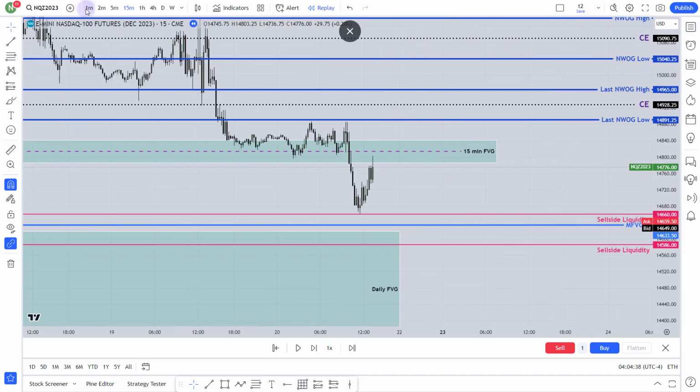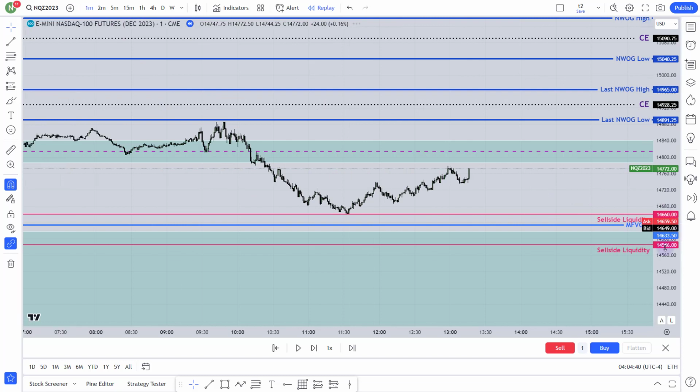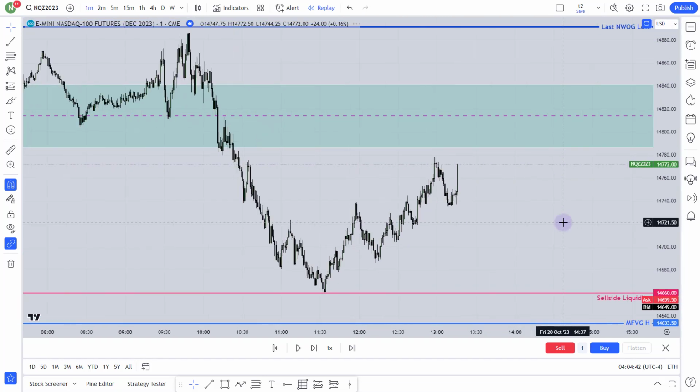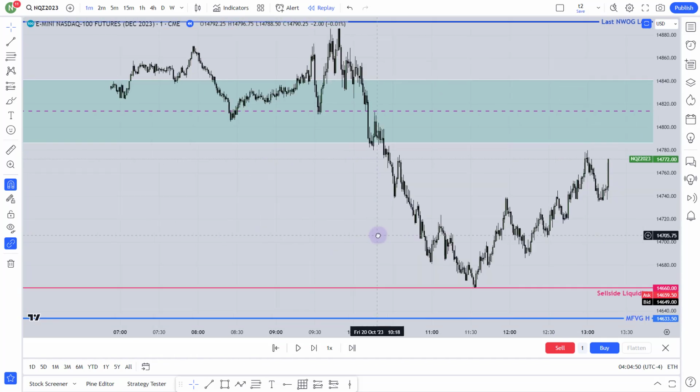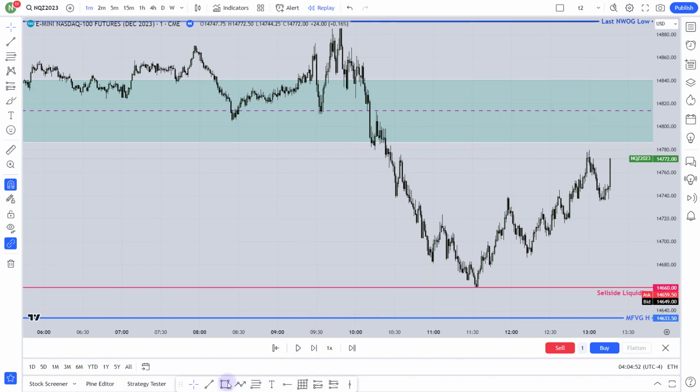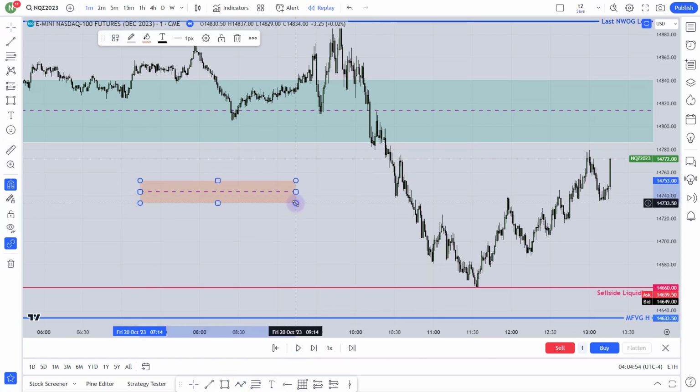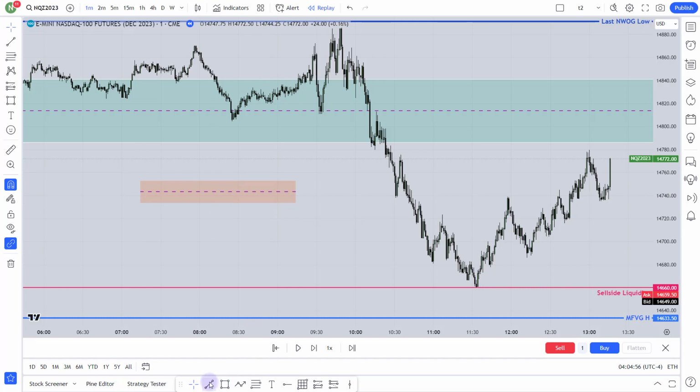So just be with me. I'll go to the 1 minute chart, and I'm just using the replay mode. If you look at the price from here, when it went through this 15-minute fair value gap, it was rejected from the consequent encroachment, and all of you know how we predict. Let me just mark this one. If there is a fair value gap, and you see price actually went through this fair value gap, this is the candle.